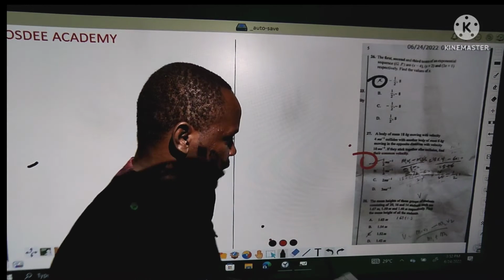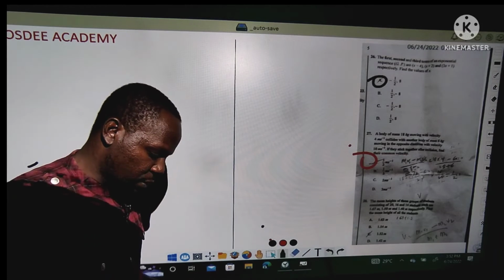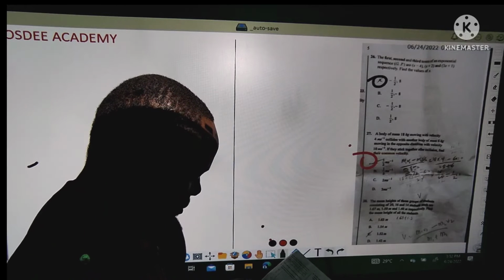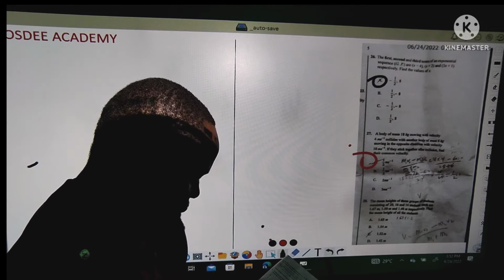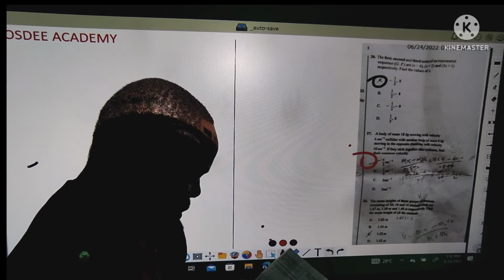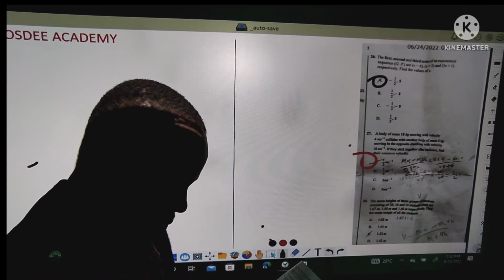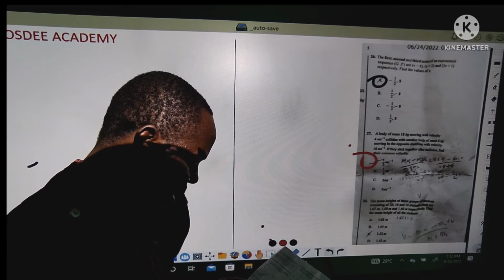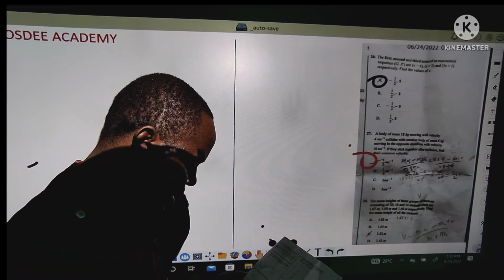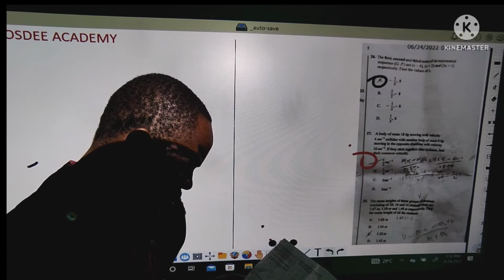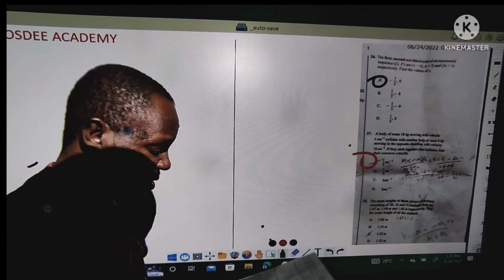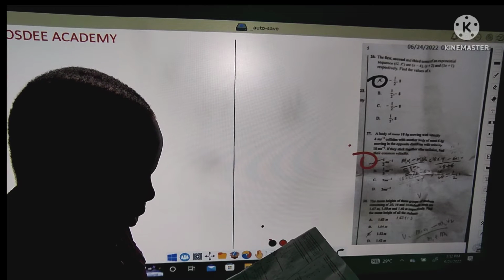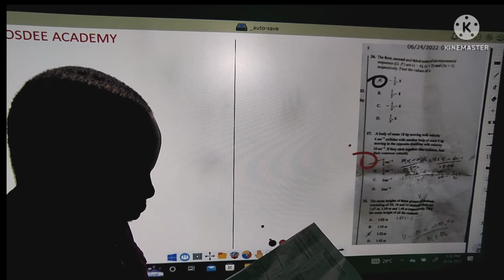28 says, the mean height of 3 groups of students consisting of 20, 16, 14 students each are 1.67, 1.50, and 1.40. Now I'm doing the calculator. Find the mean height of all the students, 3 groups of students. Okay, this is their mean height of 3 of them. Find the mean height of all the students.